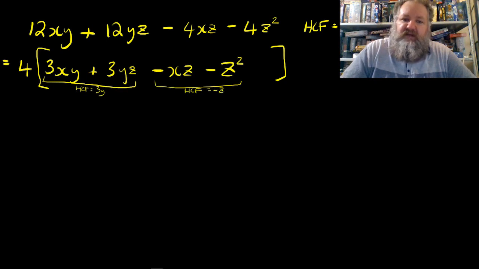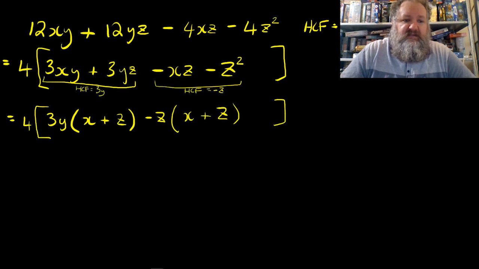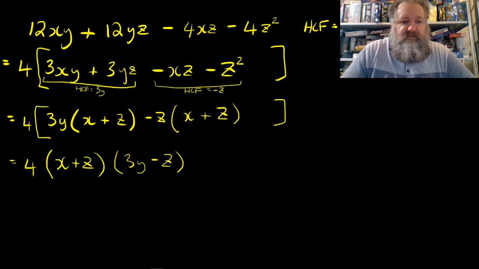It'll be negative z. I'm going to rewrite those with the highest common factor outside of a pair of new brackets. In each of these instances, I'm then going to gather my highest common factor out of these terms, and I'm going to rewrite it, and it will look like 4 outside of x plus 2 in brackets multiplied by 3y minus z in brackets.